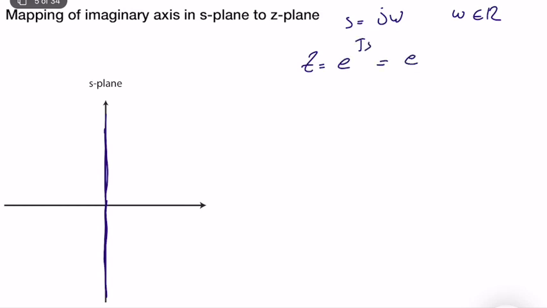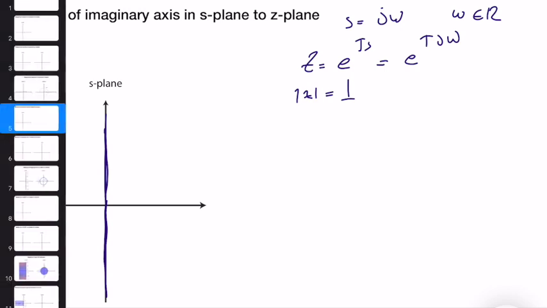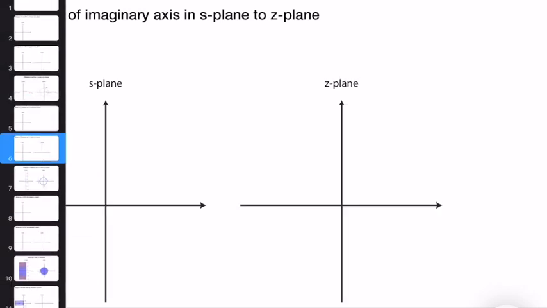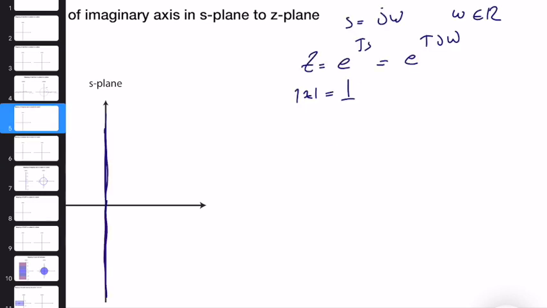So what we need to do is z is equal to e to the power Ts, which is equal to e to the power T j omega. The first thing that's obvious is that since j is a complex number, e to the something j has a magnitude equal to 1. It's always 1. So magnitude is equal to 1, and our mapping will be on the unit circle. It's guaranteed.